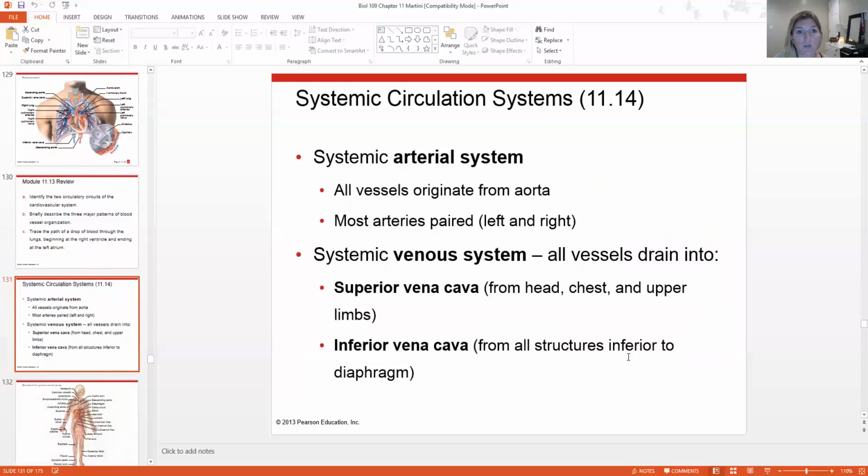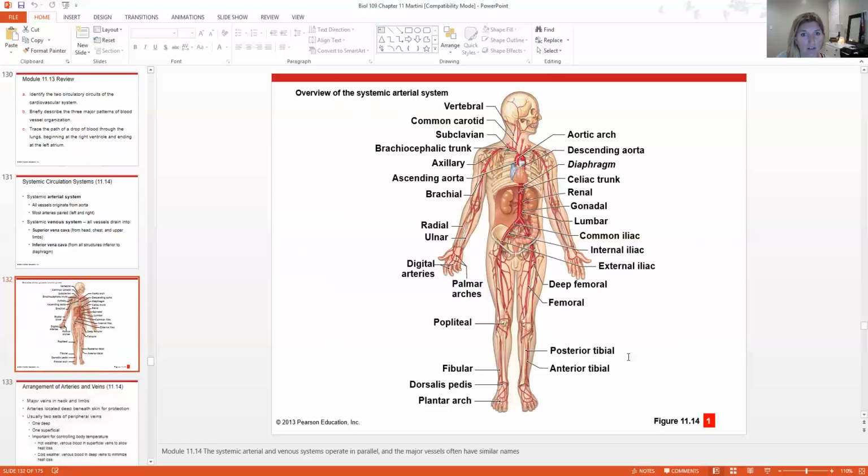We're going to keep moving through the systemic circulatory system, where we have systemic arteries and systemic veins. All the vessels in the arterial system originate from the aorta. The aorta is the big vessel that branches off of the heart. Most of our arteries are paired left and right, and same thing in the systemic circuit or in the venous circuit. All the veins are going to drain into the superior or inferior vena cava. Superior is the head, neck, and chest. Inferior is everything below the head, neck, and chest. Legs, abdomen, etc. Here you see all of the arteries, our arterial system.